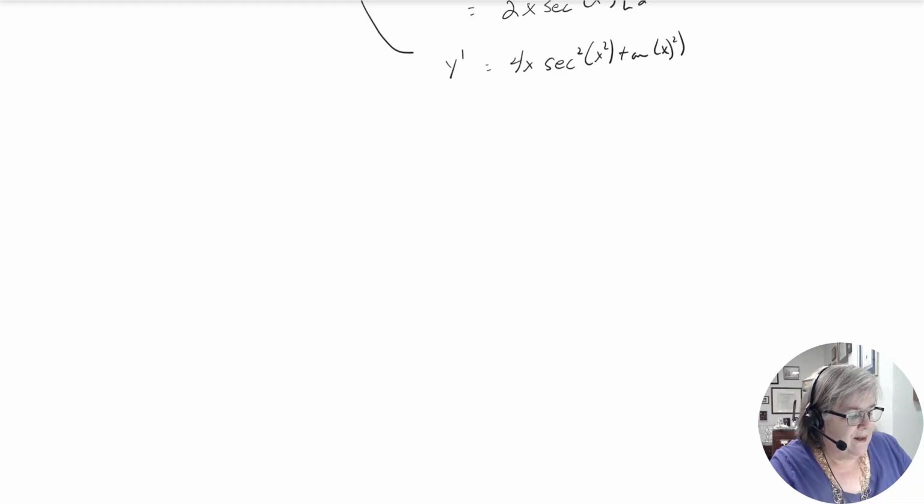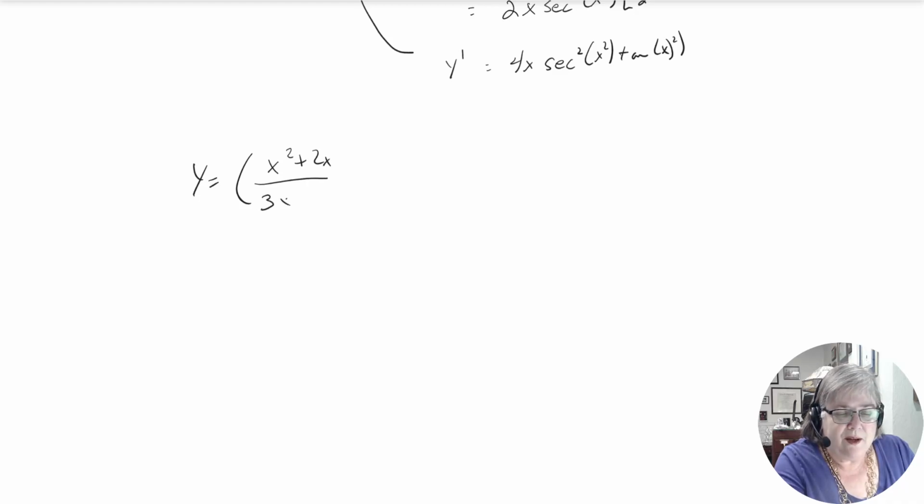So let's try another one. Let's try y is x squared plus 2x over 3x plus 4, cubed. Now, you have a fraction inside parentheses, and then it's cubed on the outside, so it's the power rule, because the outside is the power. So it's the power rule, and inside is the quotient rule.